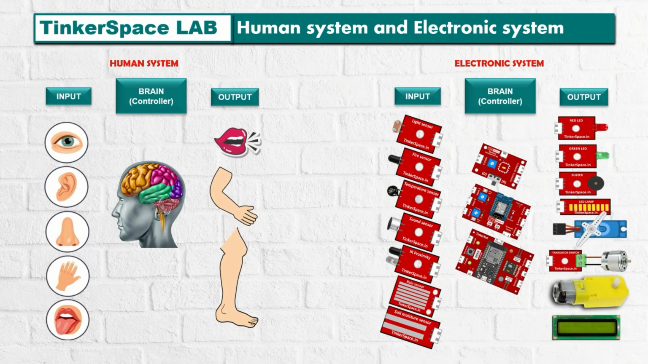Talking about the output, in human system, mouth, hands and legs are acting as output units, where mouths can speak, alert others, shout. The hands can hold, open, wave or lift, and the legs can run, walk and climb. In the electronic system, we have outputs like red LED, green LED, buzzer, LED lamp, servo motor, transistor switch with DC motor, gear motor and the LCD screen.